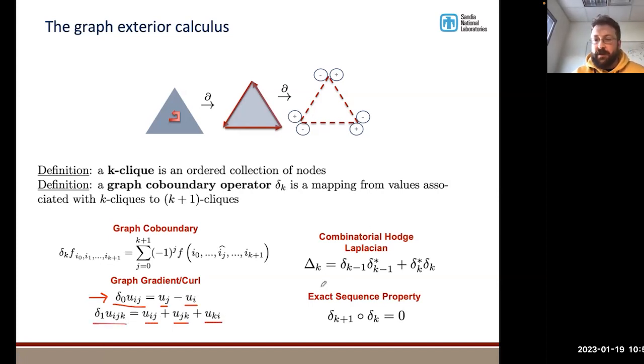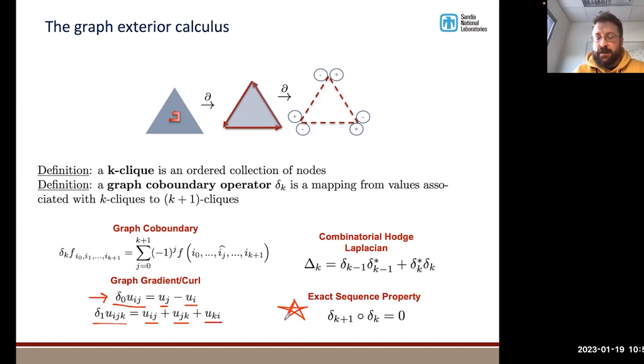So once you have that, you can build what's called a combinatorial Hodge Laplacian. This is a graph Laplacian. A graph Laplacian, if you're familiar with that, would be one example of this. But that would just be a graph divergence of a graph gradient, like the Laplacian that you're familiar with from vector calculus. And the most important thing of all is this exact sequence property, which is that if you take the curl of a gradient, it's exactly equal to 0, the same way it is in vector calculus. Same thing about the divergence of a curl and so on.